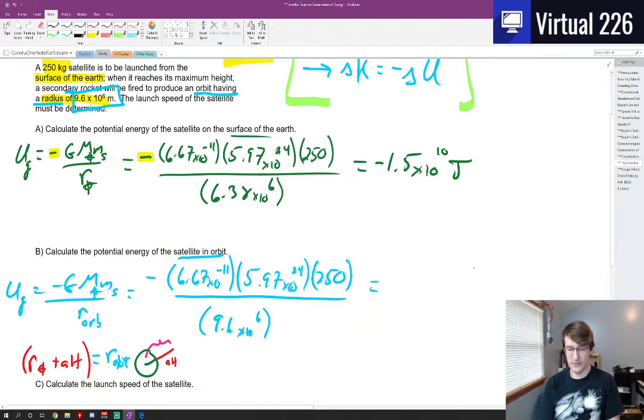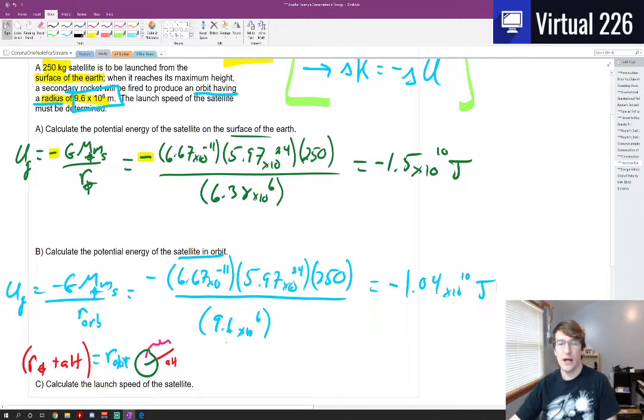6.67 times 10 to the negative 11 times 5.97 times 10 to the 24th times 250 divided by 9.6 times 10 to the 6th. We get about 1.04 times 10 to the 10th, and that's a negative number. So negative 1.04 times 10 to the 10th joules.